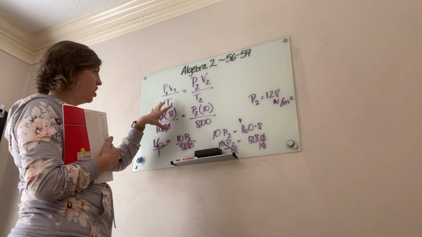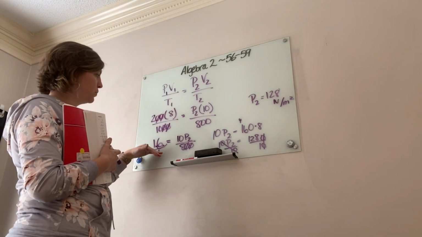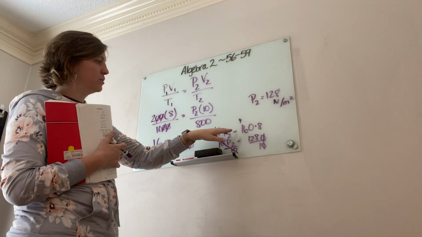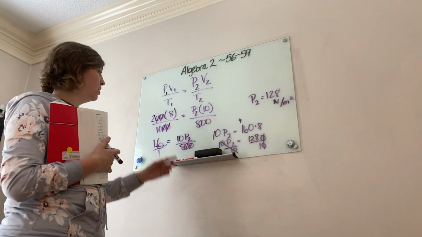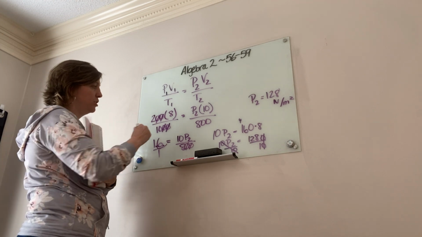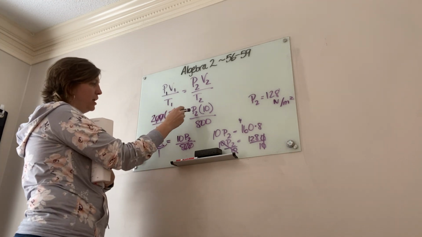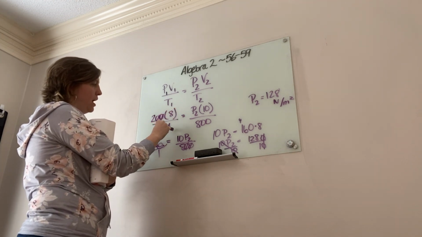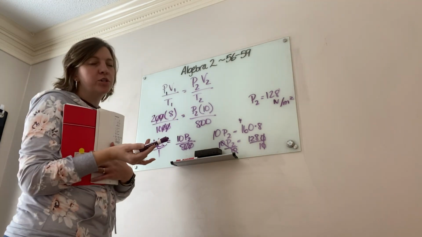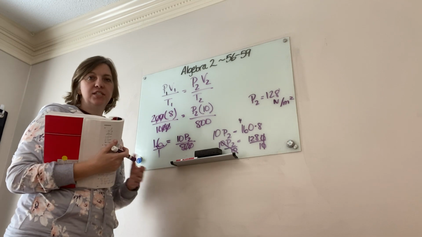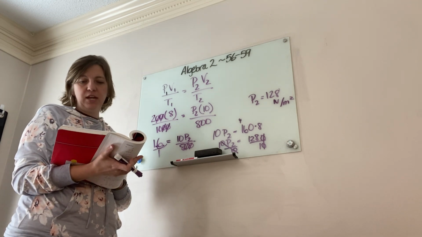In this case, all of my numbers were on this side. I just reduced, and then here I was just getting that pressure by itself. One thing you could have done right from the start is just cross multiply. I could have just said 1,000 times 100 and then this times this and solved. So whichever way you find easiest, just get that unknown by itself. That's all you're doing.